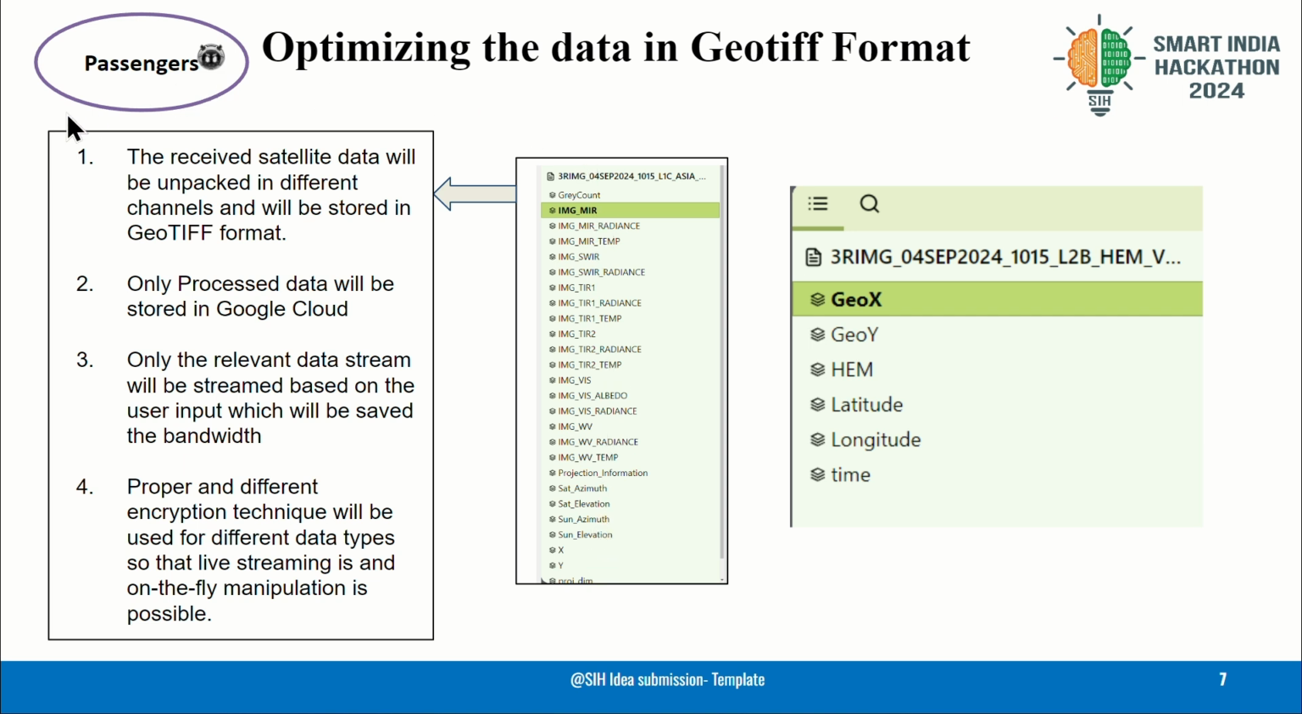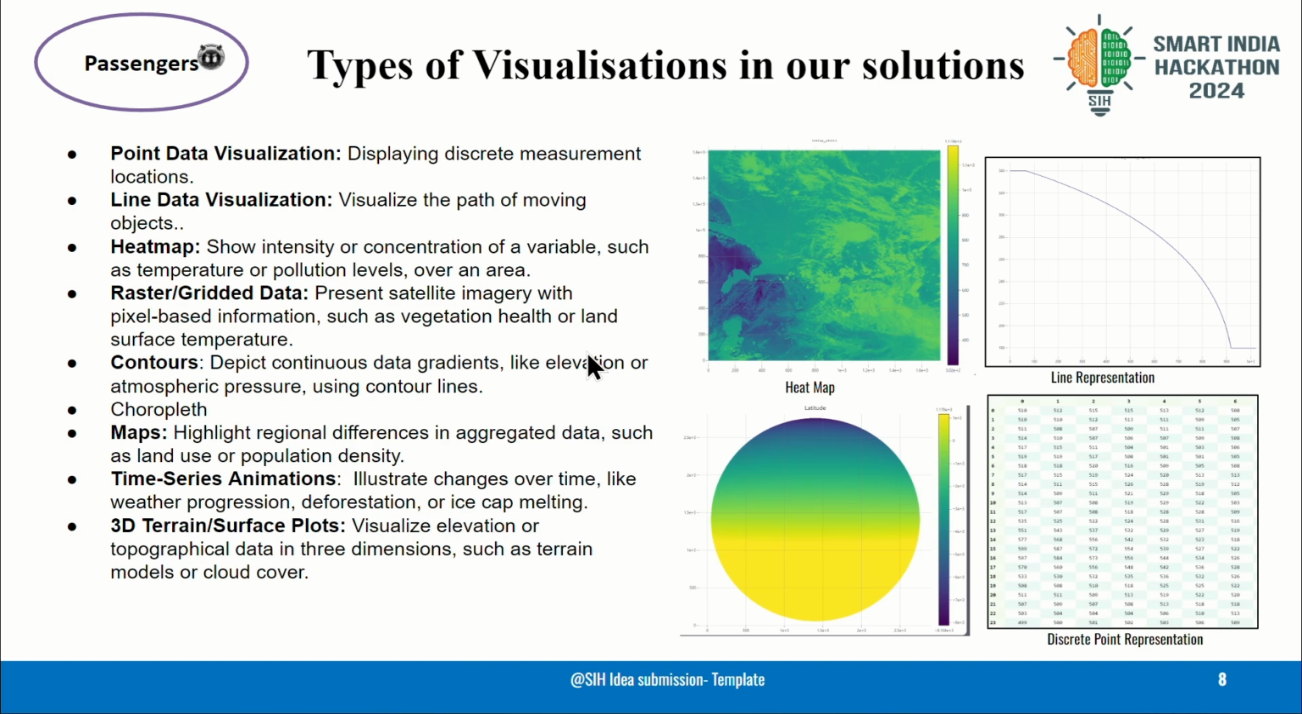So as can be seen, there is one satellite data, and it has different bands and different information. Based on the user's query, the specific band will be streamed, and before that, all the data will be encrypted in a compatible format so that it can be streamed, and on-the-fly manipulation of the data can be done.